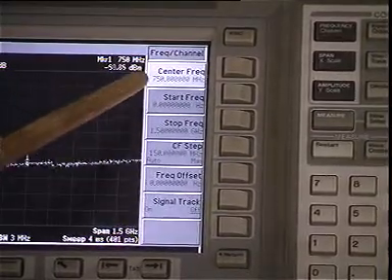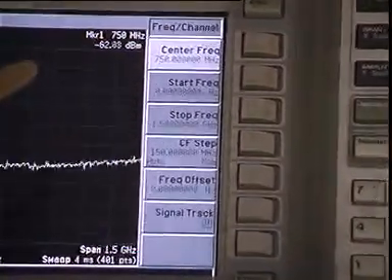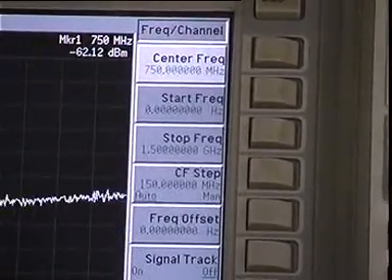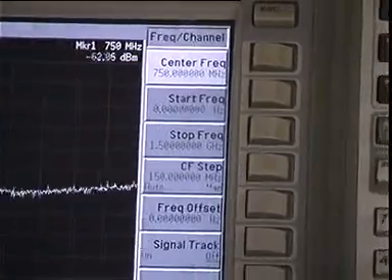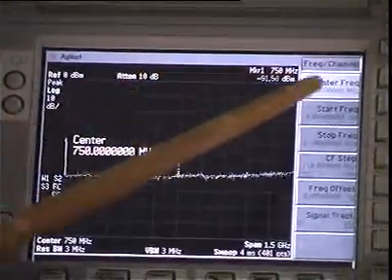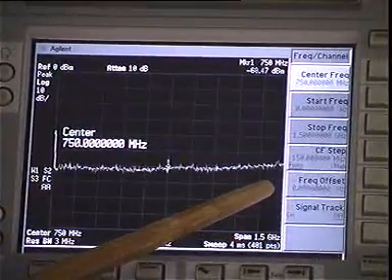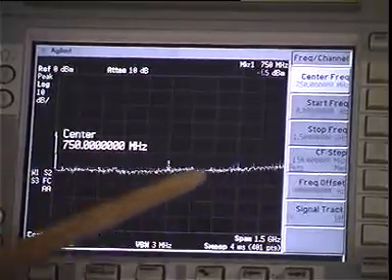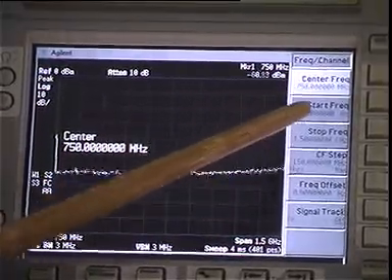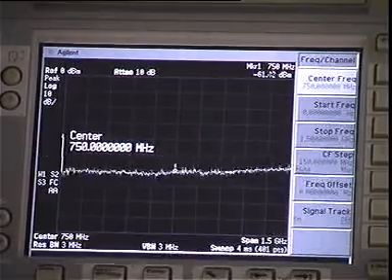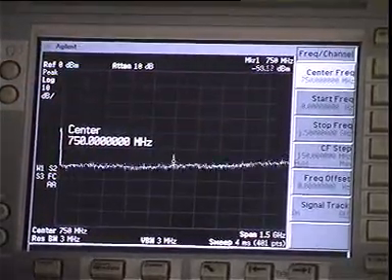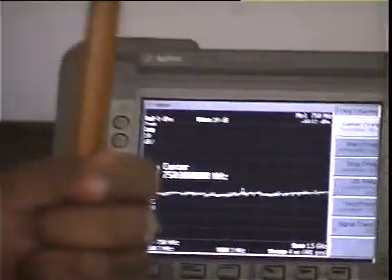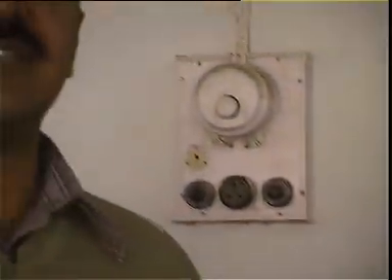Now there is a start frequency, there is a stop frequency, and there is a center frequency. What is the start frequency, what is the stop frequency? Start frequency defines the beginning of my scan, stop frequency defines the end of my scan. So if I want to scan in a certain range, I can enter the start frequency and stop frequency. Alternatively, I can define a center frequency and define a span, how much around the center frequency I want to measure.